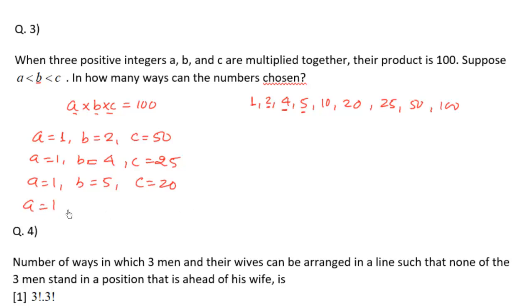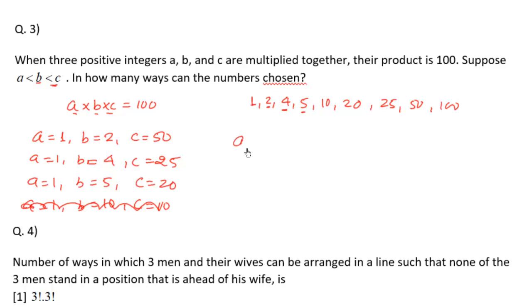Next, if I take the value of A to be 1 and B to be the next factor, which is 10, then here we can see that the value of C has to be 10. But C has to be the largest. So definitely this combination is not valid. Now we have tested all possibilities where the value of A is equal to 1.